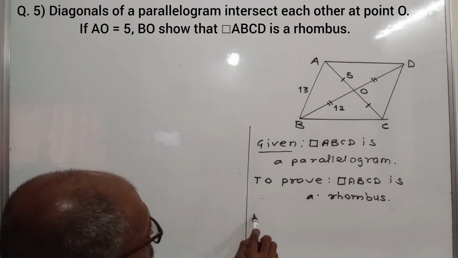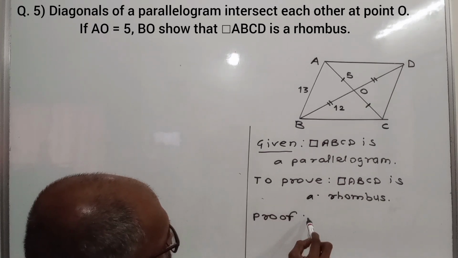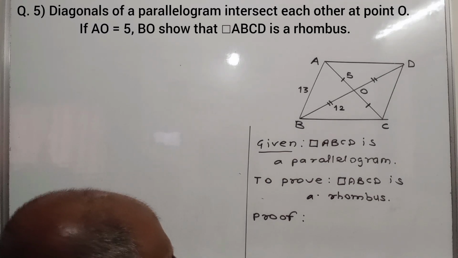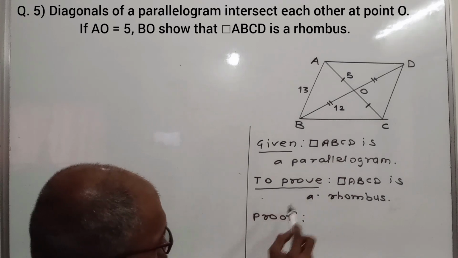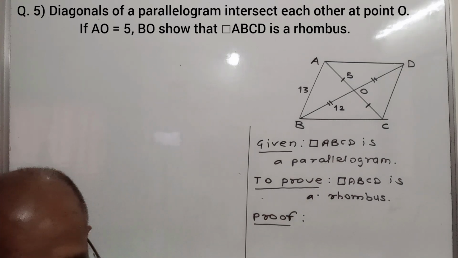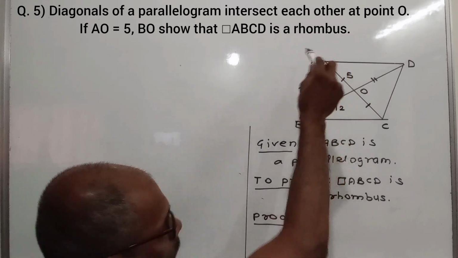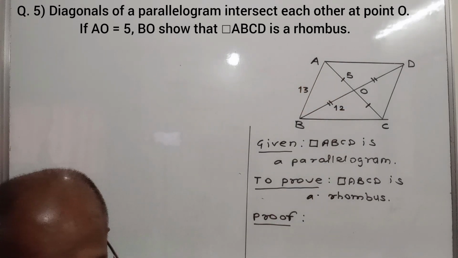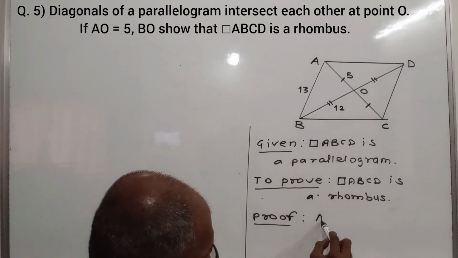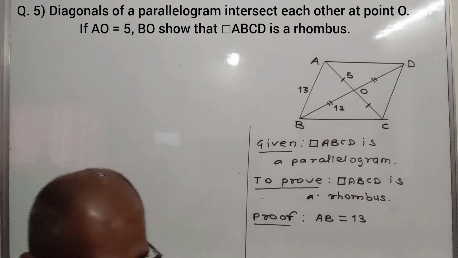Now proof. See this proof, very important part of this example. After writing this given, then to prove, then we write proof. Now proof, first we take the bigger length. What is AB? AB is equal to 13. That we take first.